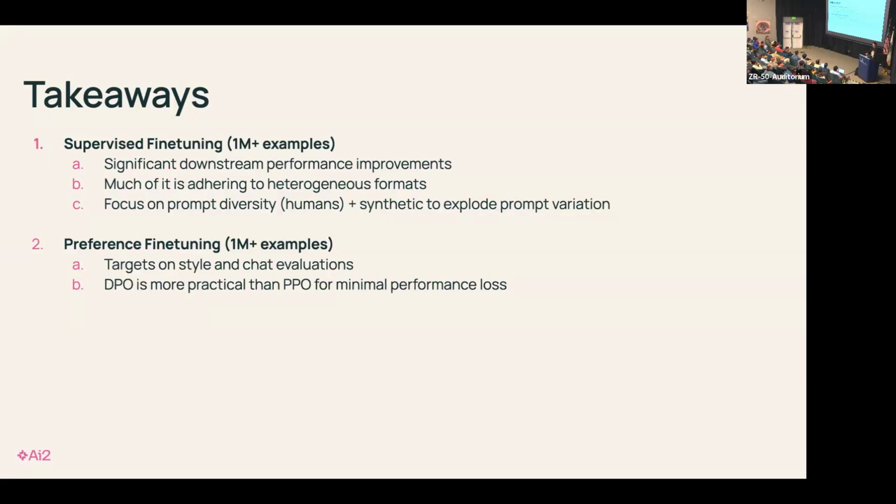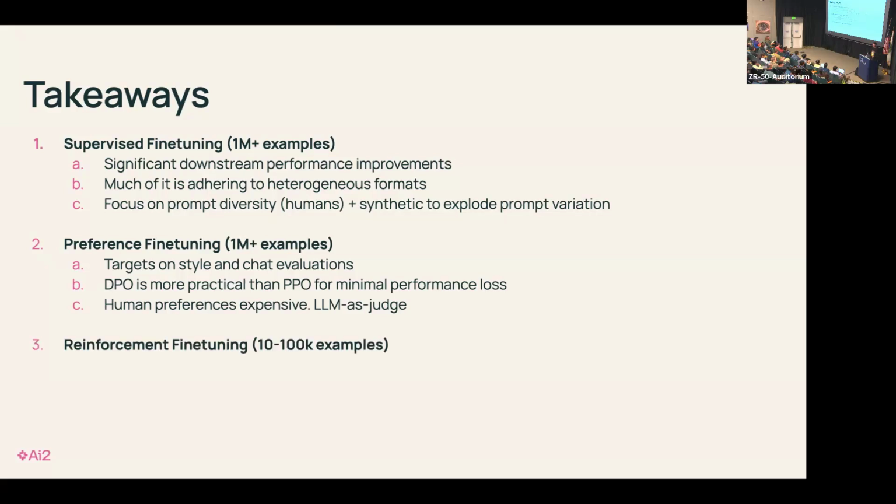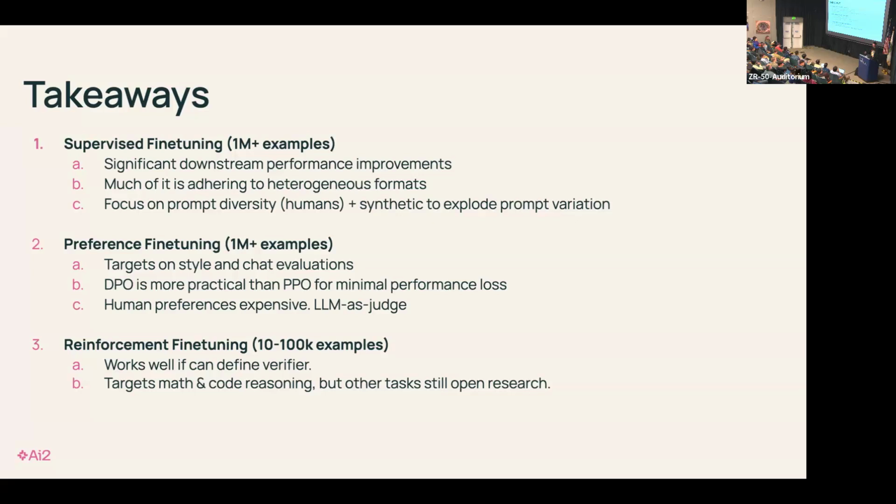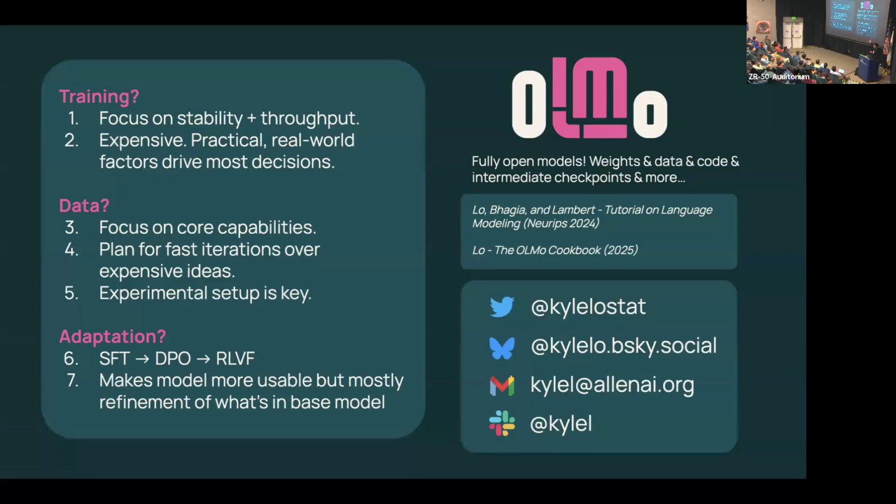DPO is much more practical than PPO for most cases. And again, human preferences are super expensive. Lean on LLM as a judge when you can. And finally, for reinforcement learning, you don't need as many examples, though that might change in recent days. It works well, but you have to be able to define the verifier, which is why it's mostly only been proven for math and code, because you can build automatic verifiers for those. Cool. And this is mostly a cherry on top. The big detail is, can I do this without accidentally making an only-math or only-coder model? I still want to preserve all this other performance. And that's it. Thanks.